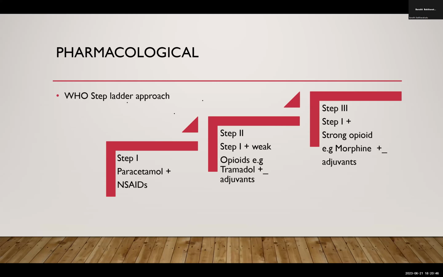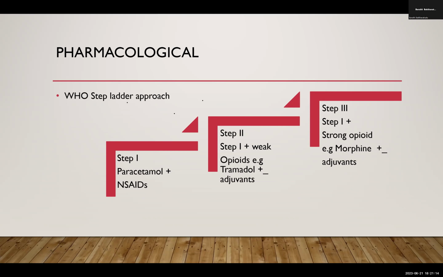In step 1, we use paracetamol plus NSAIDs. It could be ibuprofen or ketorolac or any of the NSAIDs. NSAIDs also you will be learning about in pain management: the availability, side effects, and renal function all need to be assessed if you start a patient on an NSAID for the longer term.